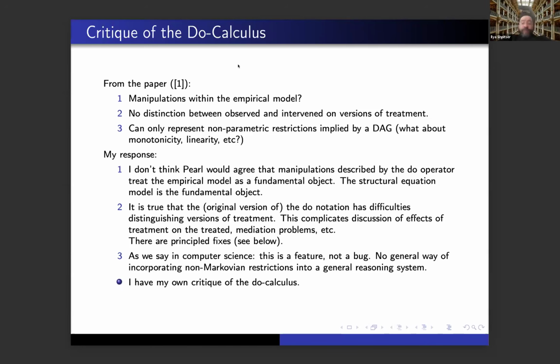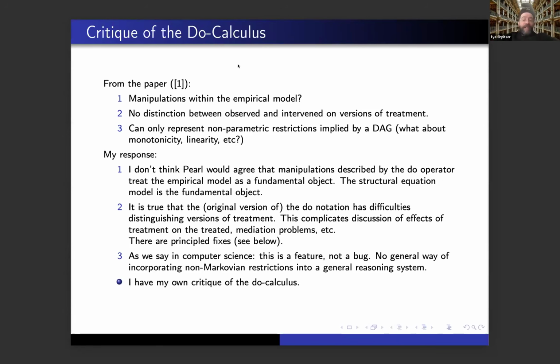And my response is, I don't want to speak for Pearl. I would guess that Pearl would probably disagree with one, in the sense that to Pearl, what's called the empirical model in the paper is not the fundamental object. The structural equation model is the fundamental object. So I don't really see that as a disadvantage, at least the way people understand manipulations in an SCM.